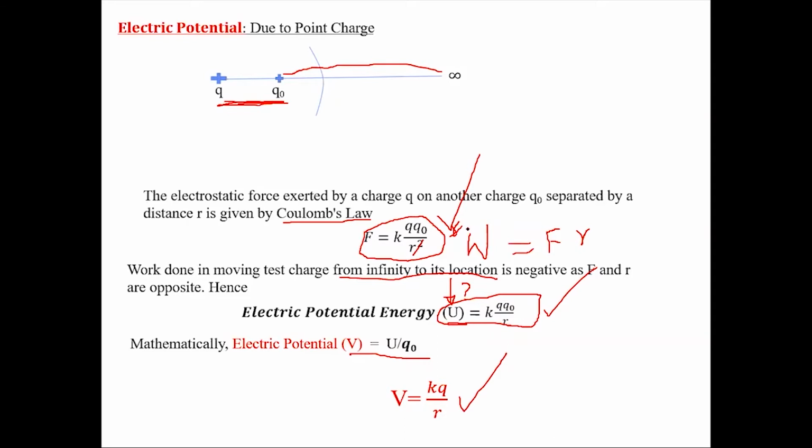So when you come down from force to the energy, you lost one R. When you go from here to here, you lost Q0. You see that? These are the three formulas: Coulomb force, electric potential energy, and electric potential.